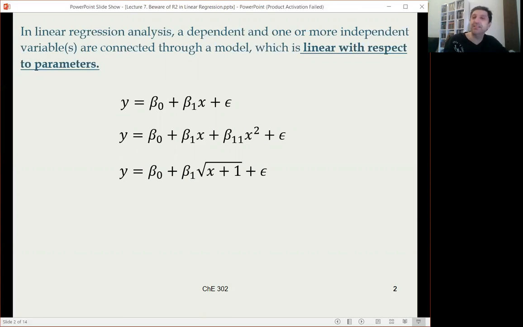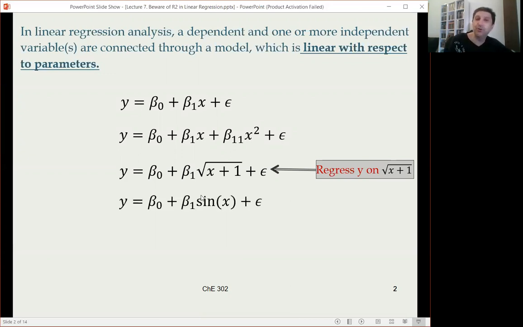Still, this is another linear regression equation, although the square root may seem awkward at first sight. Using the same logic as I've used for this one, instead of square root of x plus 1, you can equate this to another covariate. Instead of independent variable, let me call it covariate or predictor. You can equate u to square root of x plus 1, then you can regress y on u, and it's going to be a simple linear regression equation, as you can see.